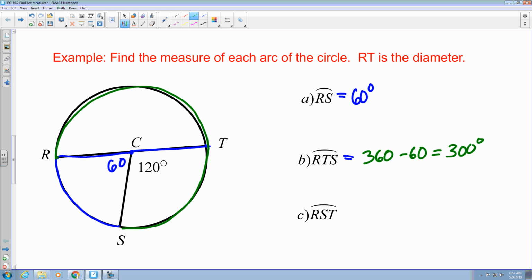Finally, I can look at arc RST. We can also assume, because we know that RT is the diameter, that it's a semicircle, so it's going to be half of 360, which is 180. But we can also prove it, since we have two central angles here of 60 plus 120, and that also gives us 180 degrees.